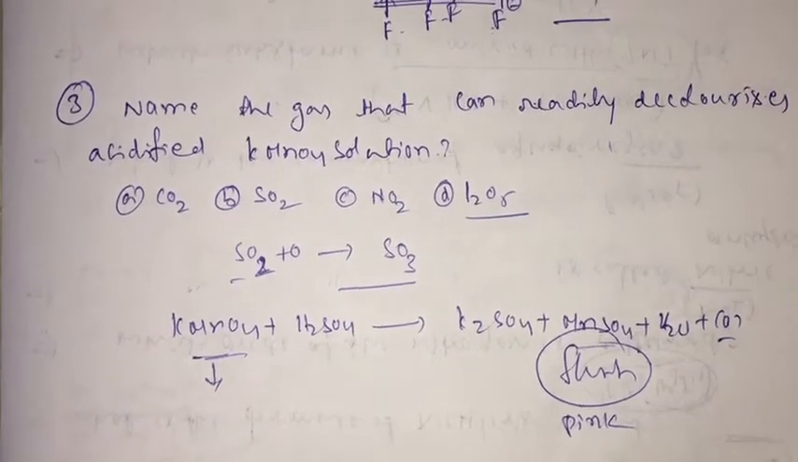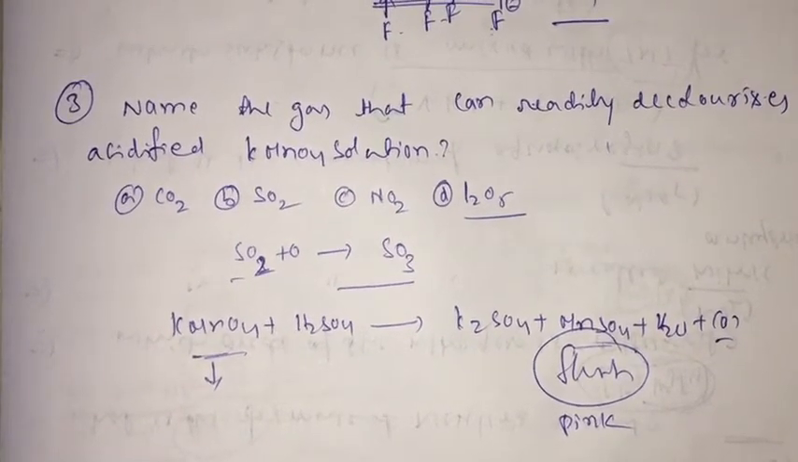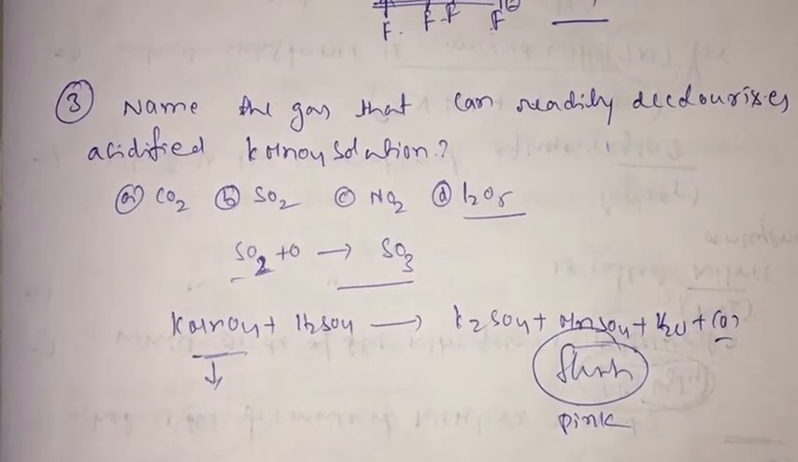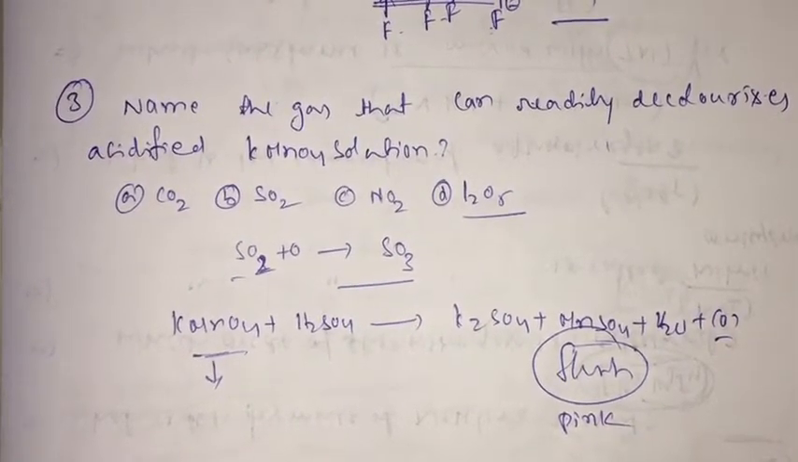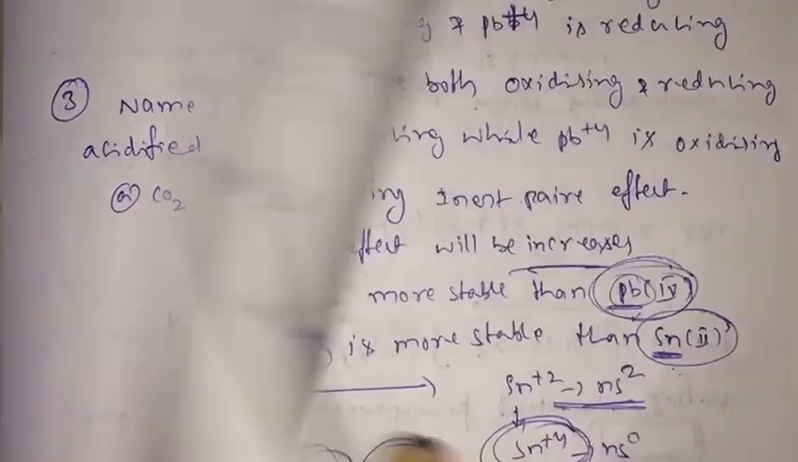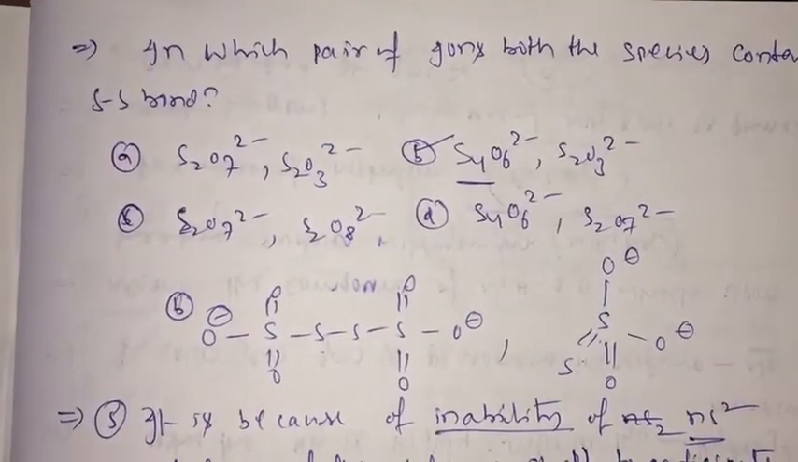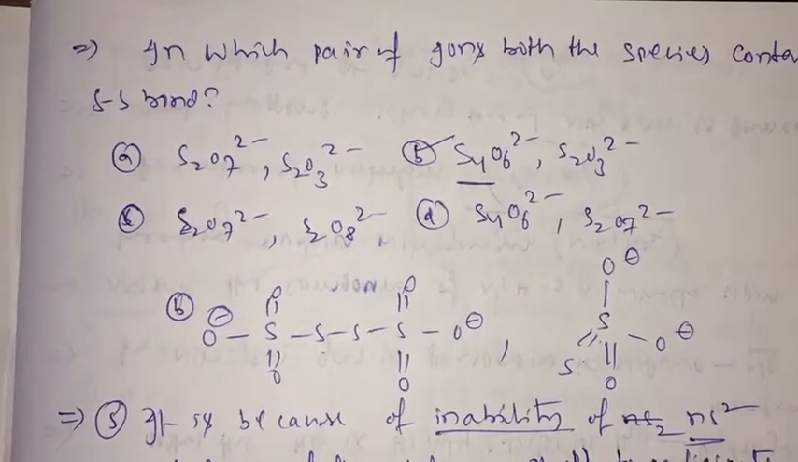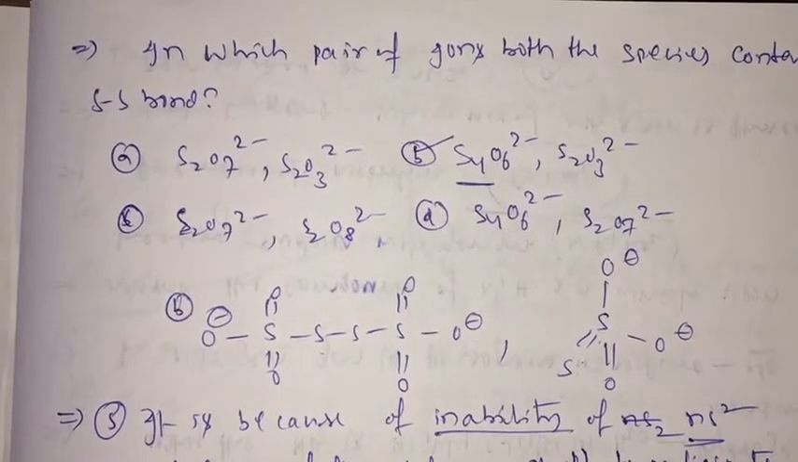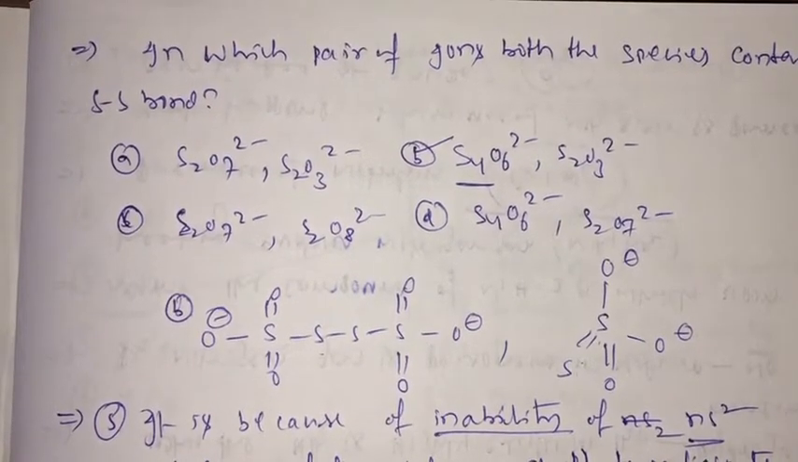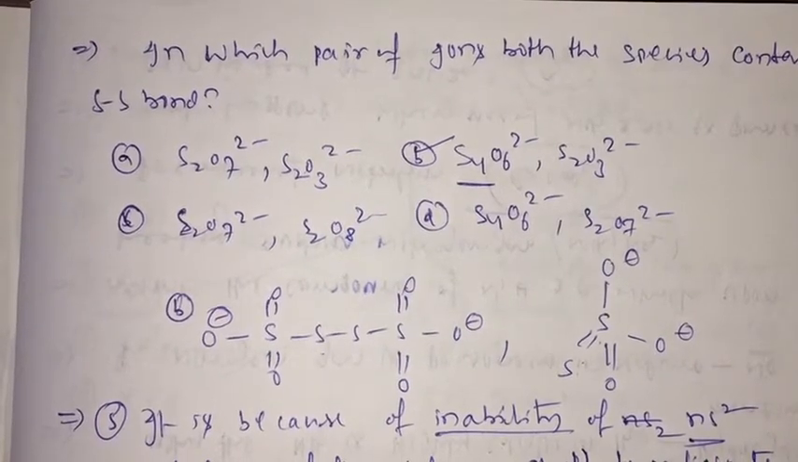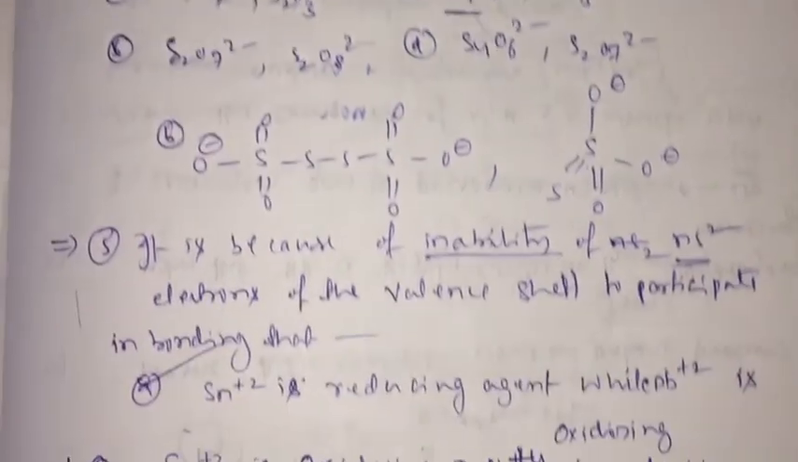So this is the gas that can decolorize. But CO2 is already at the maximum oxidation state plus 4, NO2 has maximum plus 5 here at plus 4, and P2O5 is plus 5. Already the oxidation states are satisfied. Now, in which pair of ions do both species contain an S-S bond? So first see the structure. This is a structure-based question. In option B, the structures we have drawn, S-S bonds are existing.